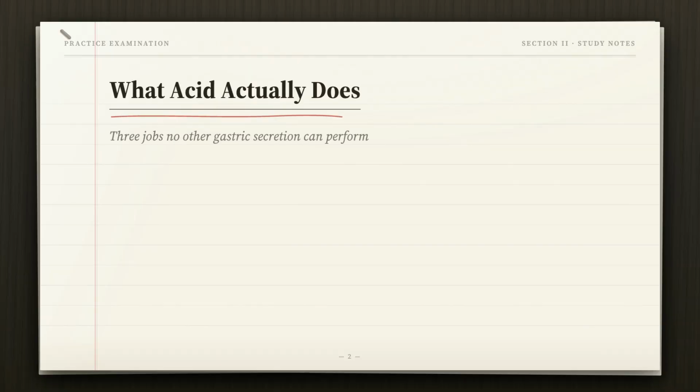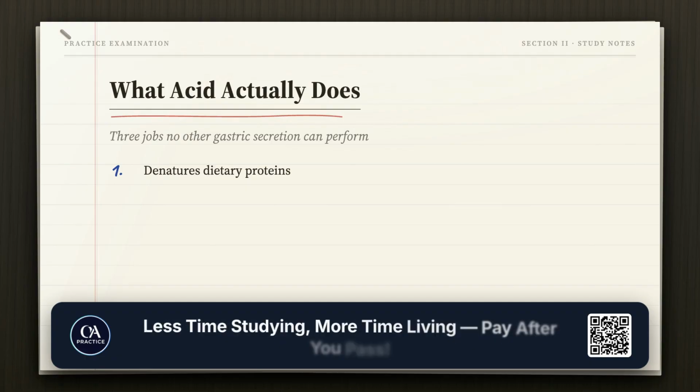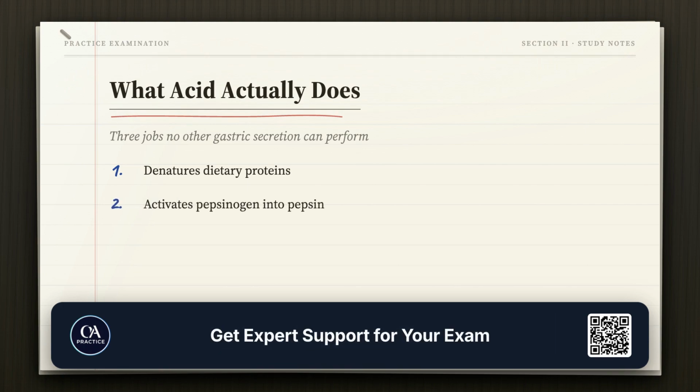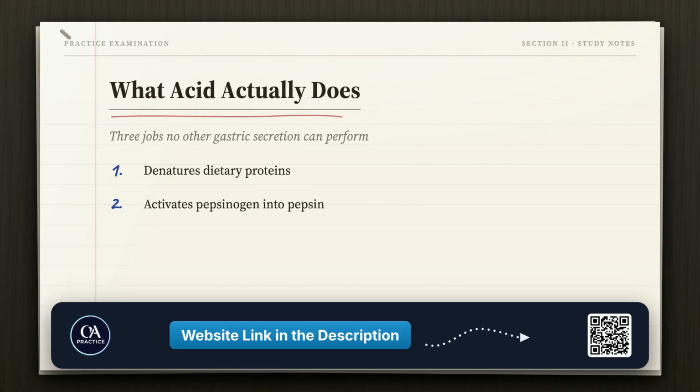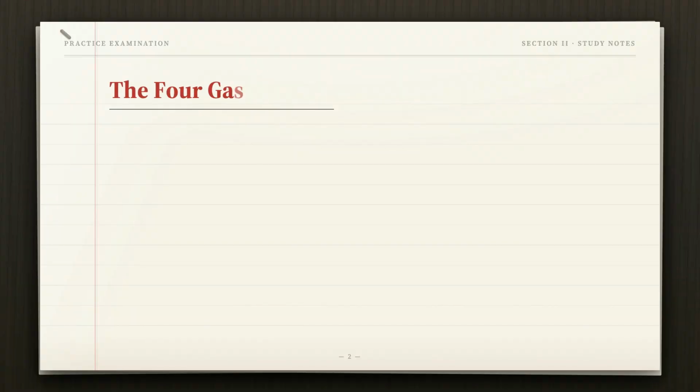Acid itself accomplishes 3 things. Nothing else in the stomach can. It unfolds proteins for pepsin to attack. It converts pepsinogen into active pepsin and sustains the pH it needs. And it kills most swallowed microorganisms. That's exactly why long-term acid suppression raises the risk of certain gut infections.